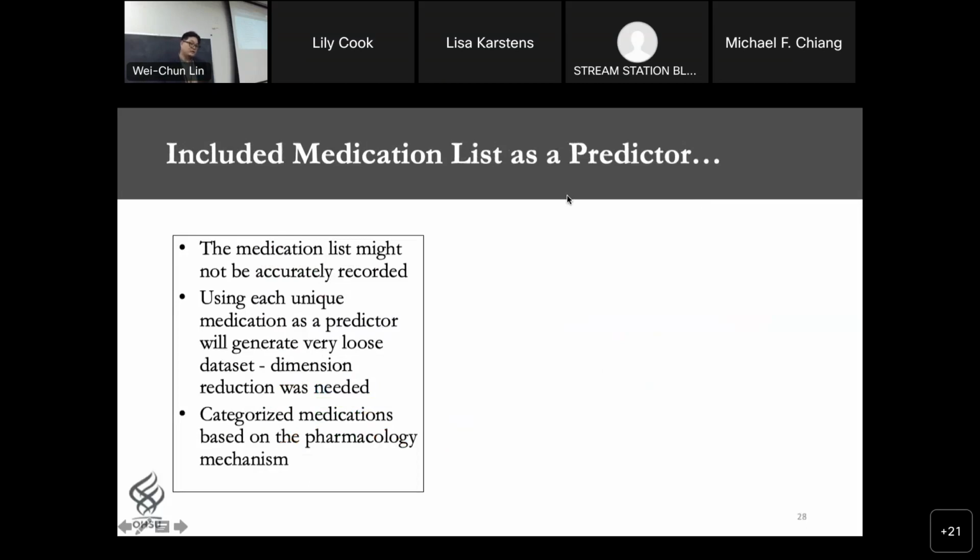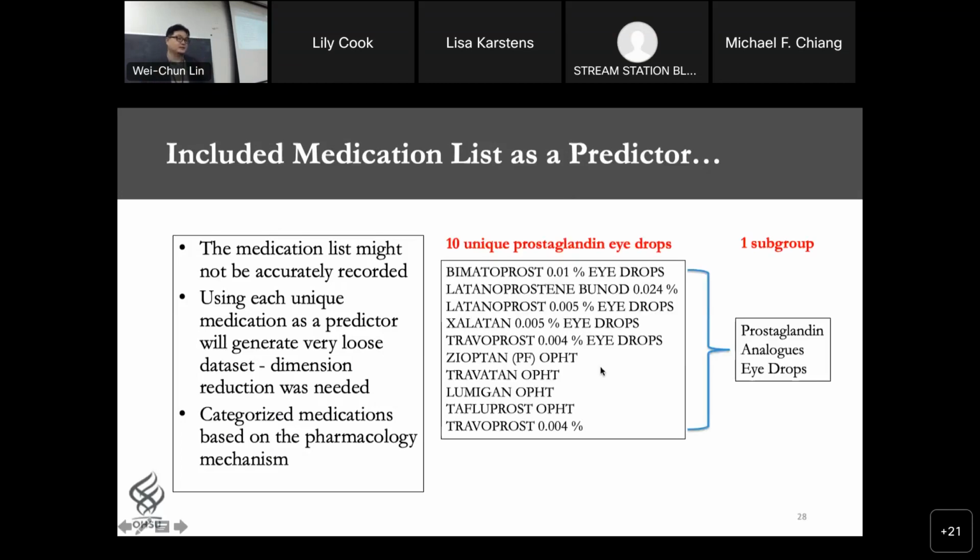So from our medication study, we found the medication list might not be accurately recorded. If we want to include medication information as a predictor for outcome prediction, there is an issue with using each unique medication as a predictor, because that would generate a very sparse data set. So we need to do some dimension reduction. In our cohort, patients in the medication list were taking more than 1,000 unique medications, including glaucoma medication or corneal disease oral medication. So here is an example.